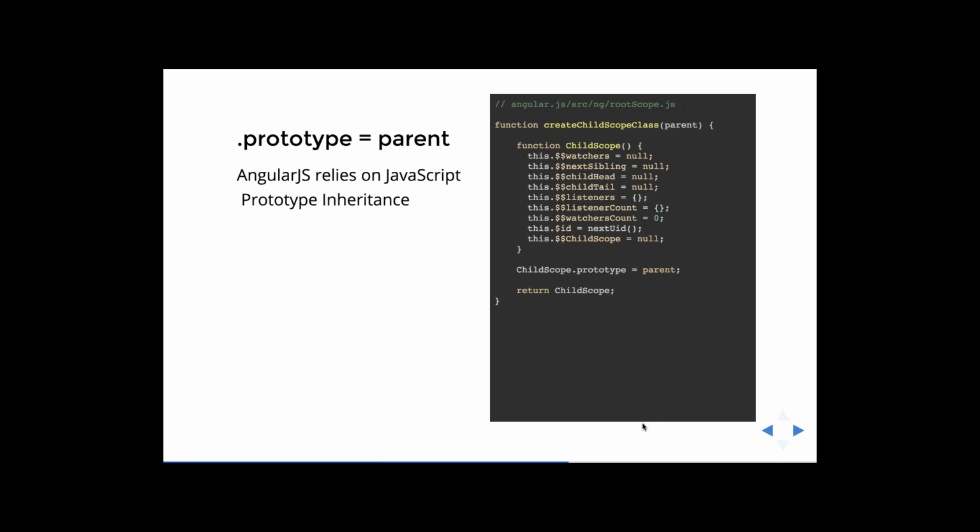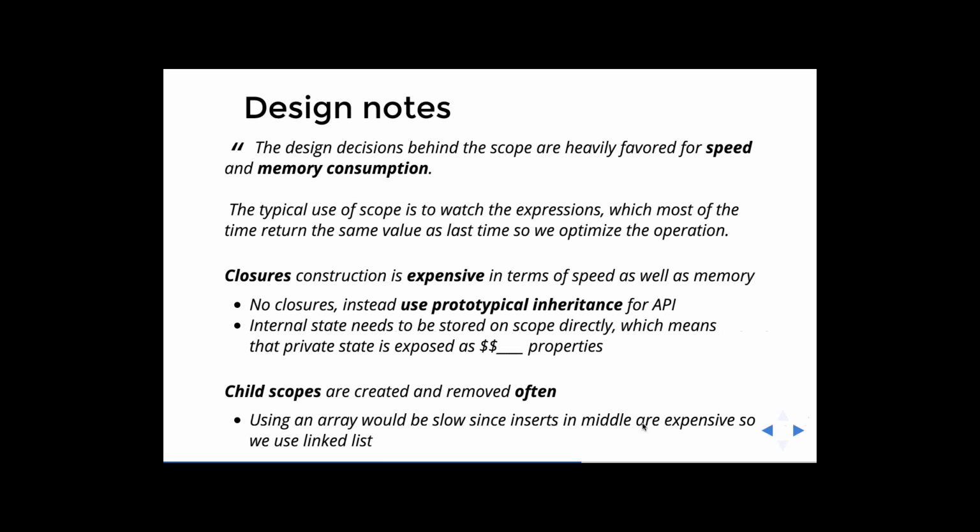And this is the actual code from the AngularJS GitHub, and this is where the prototype chain is being created. Why is AngularJS using prototypical inheritance? Well, it's because of speed and memory consumption. Closures are very expensive, and child scopes are created very often. So every time that we have an ngIf and all these different directives, there are new child scopes being created. So this has to be very fast.